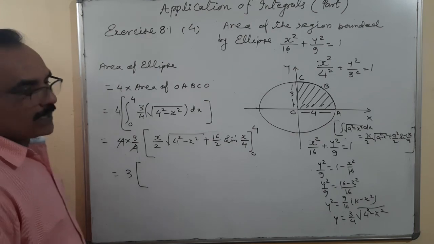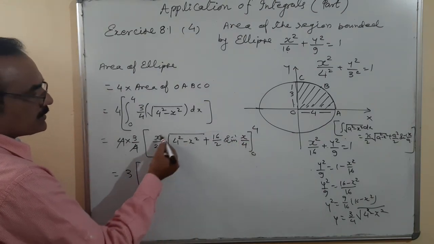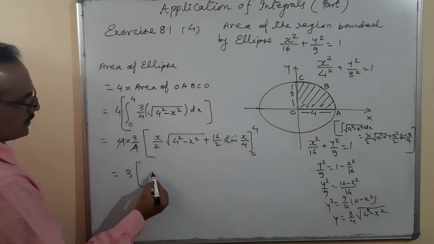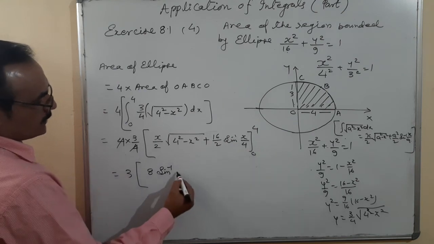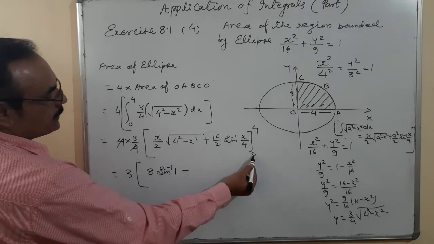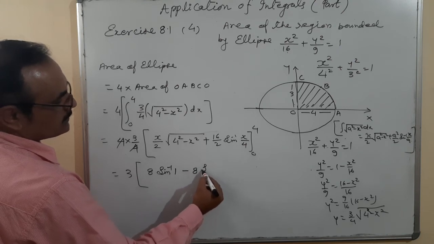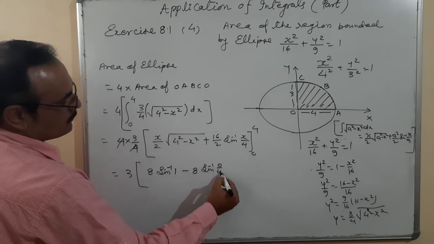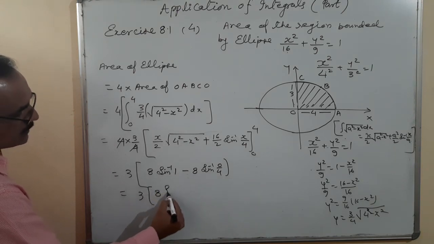Now I'll put the upper limit, then lower limit. Upper limit it is 4. When I put here 4, 16 minus 16 is complete 0. 16 upon 2 it is 8. Sine inverse 4 upon 4 that is 1, minus. Now start putting 0. This entire term is 0. 16 upon 2 that means 8. Sine inverse 0 upon 4 still it is 0. So 3, 8 sine inverse 1.